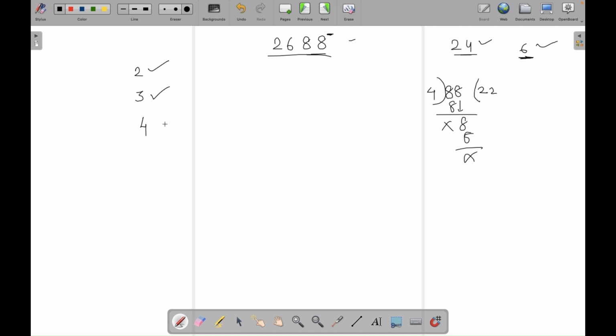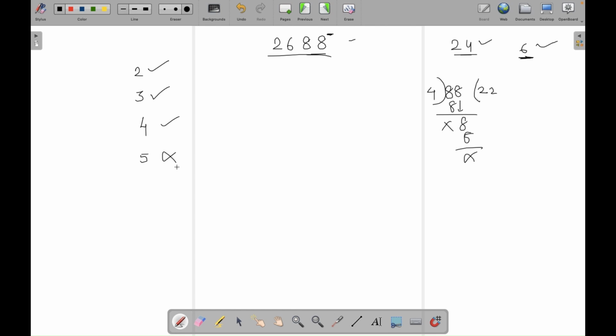Next we can check with 5. So 5 will check the unit digit, right? Is that unit digit 0 or 5? No, it is not. For a number to be divisible by 5, the unit digit must be either 0 or 5. So since it is not, it is not divisible by 5.